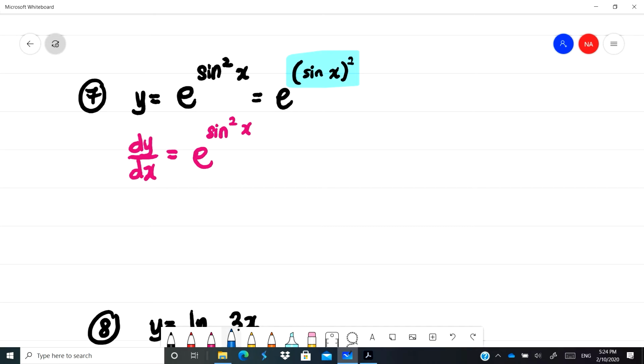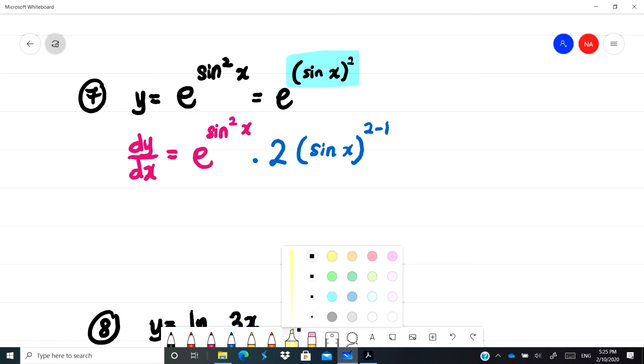To differentiate that, you have to use the bracket technique. So it will give you multiply by 2. You copy everything, sine of x, and then you have 2 minus 1. That is the bracket technique. But then you still have the sine of x inside the bracket to be differentiated. So differentiating sine x will give you cos of x.